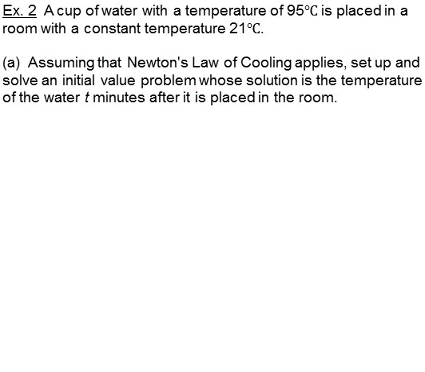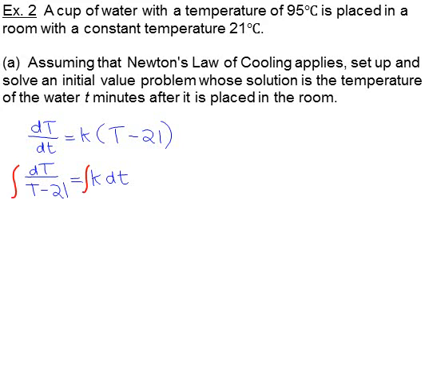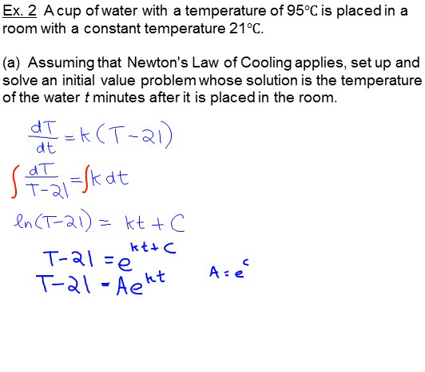I'll use capital T for temperature in degrees Celsius and lowercase t for time in minutes. If dT/dt is the rate at which the temperature of the water decreases, then it's equal to a constant k times the difference between the temperature of the water, capital T, and the temperature of the room, which is a constant 21 degrees Celsius. Separate by multiplying and dividing, and integrate both sides. Convert to exponential form, and rewrite e to the kt plus c as a times e to the kt.